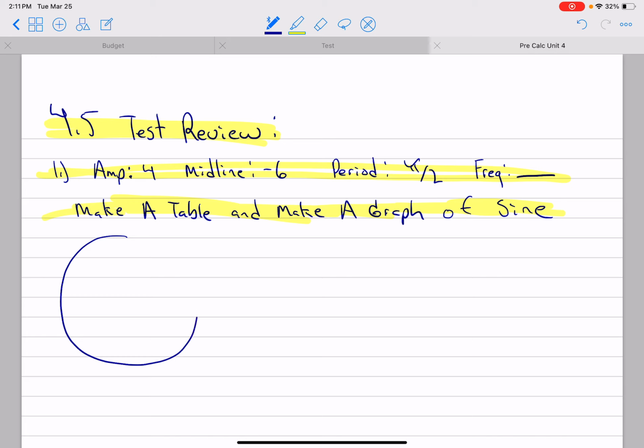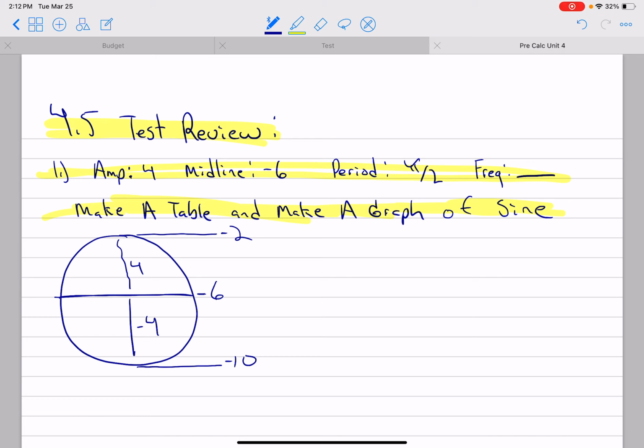I'm going to start by drawing a circle because that helps me. So I'm going to draw myself a circle right here. And since I'm doing sine, I know that my midline is like the ground, right? So this is sine, my midline is the ground, and that happens to be at -6. So everything is in terms of the ground. My amplitude is 4, so I'm going to go 4 in either direction. So that means my maximum is up here at -2, and my minimum is down here at -10.